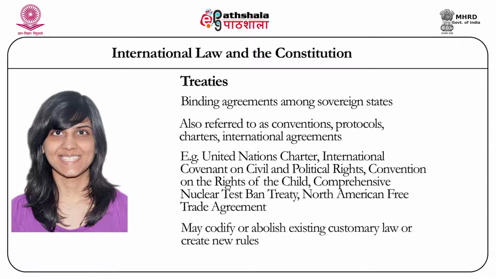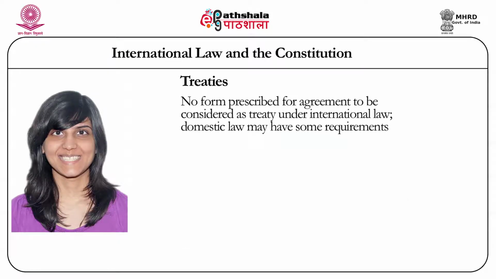Treaties may codify, define, interpret, or abolish existing customary or conventional rules of international law, or create new rules for future international conduct. While international law does not prescribe any particular form in order for an international law instrument to be considered as a treaty, states may be bound by their constitutional or other domestic laws to adopt certain patterns of particular agreements. For instance, in some states, legislative ratification of a treaty may be required in order for the treaty to be binding. I will discuss this in more detail later on in the lecture.